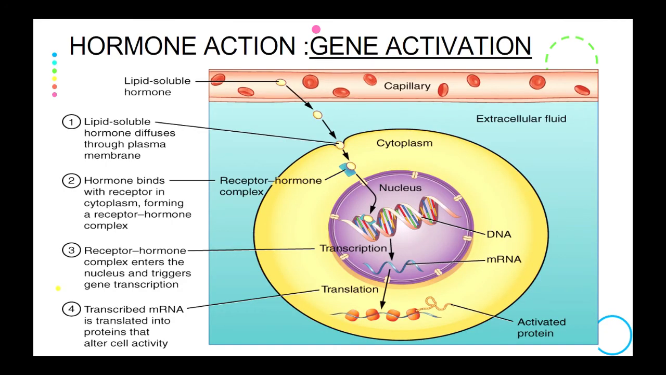Hormone action of gene activation. Lipid-soluble hormones diffuse out from the blood capillary to the target cell. Lipid-soluble hormones then diffuse through the plasma membrane. Steroid hormone binds with the receptor in the cytoplasm, forming a receptor hormone complex. Later, the receptor hormone complex enters the nucleus and triggers gene transcription of a target gene to mRNA, to be translated into protein that alters cell activity.